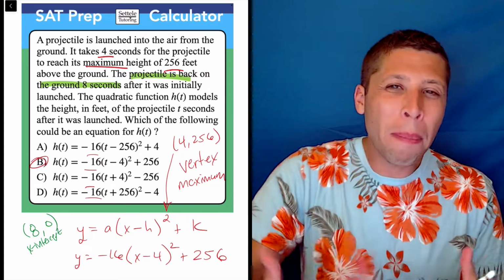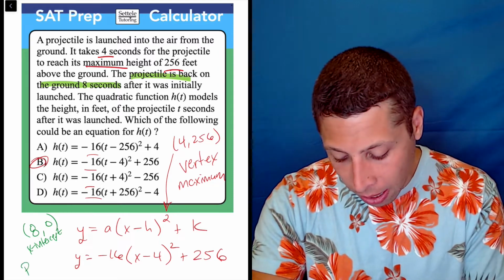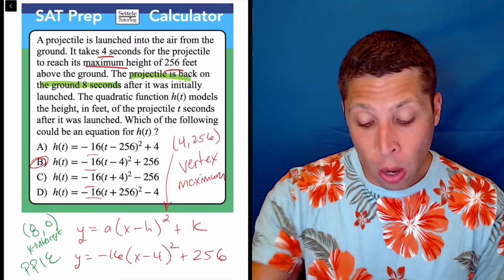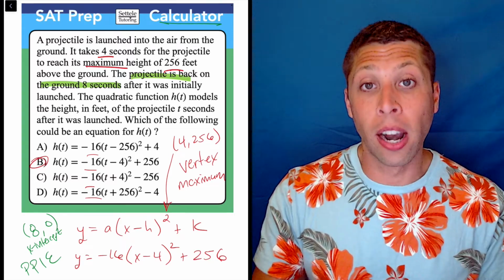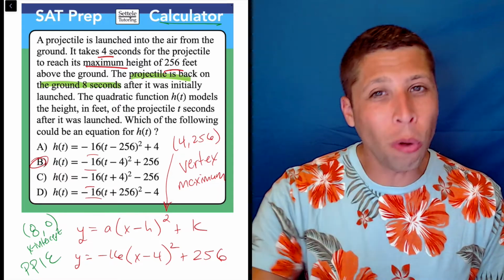We could use that. It wouldn't come up nicely in the equation like the vertex does, but we could use it with my favorite strategy, plug points into equations. Remember, we always have that option. We can take the point (8, 0) and plug it into these equations. We do have a calculator here, and we can see whether or not that point even fits in the equation. And I'm pretty sure it only works in choice B.